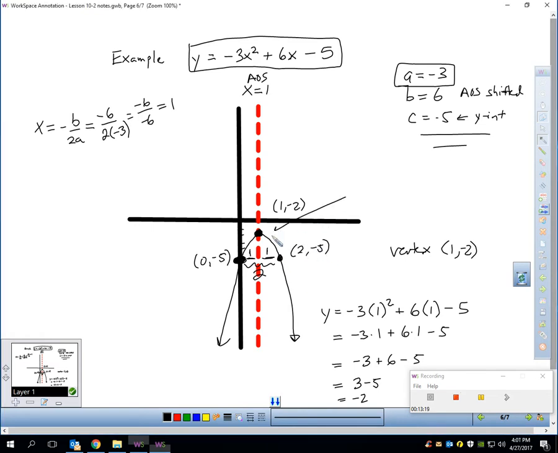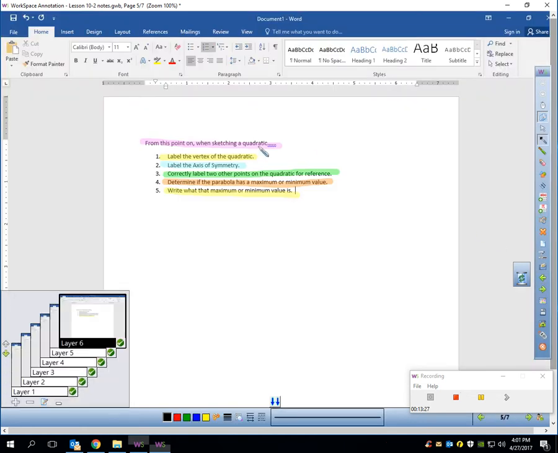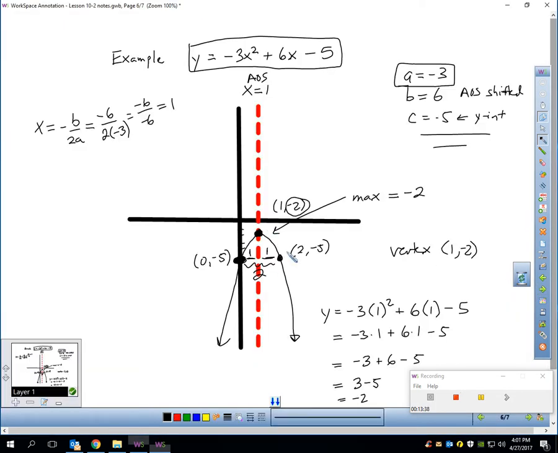I definitely have a maximum on this problem, and my maximum would equal negative 2. So I've done all 5 things. I have labeled the vertex, I labeled the axis of symmetry, I correctly labeled 2 other points, I determined that this had a maximum, and I determined what it was. Okay?